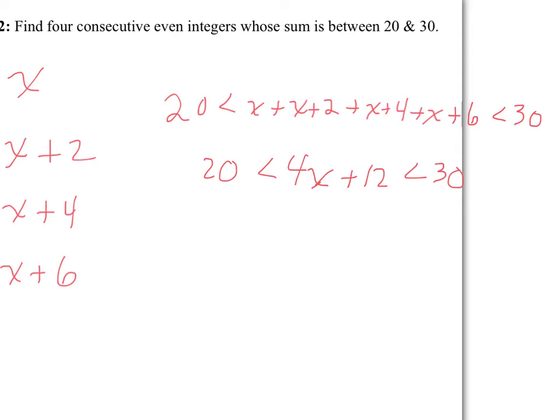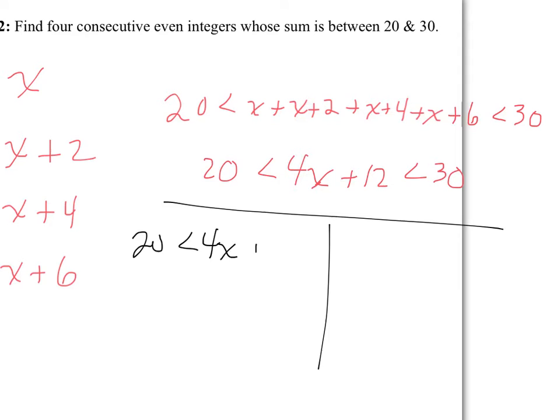Break it up, Mike. What do I do? What do I get? Break it up into its components now. How do I solve this? It's 20 is less than 4x plus 12. And 4x plus 12 is less than 30.